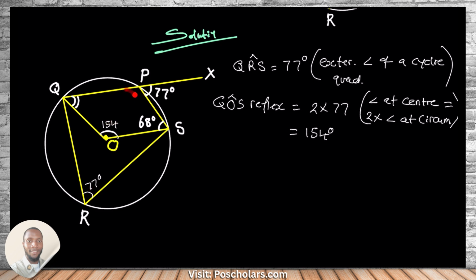Now I need to find this other angle. Remember, this is a straight line. An angle on a straight line is equal to 180. That means QPS, this part of the angle, is 180 minus 77, so that we can find the other part. So QPX is equal to 180 minus 77, and when you do that, you have 103 degrees. The reason is angle on a straight line.